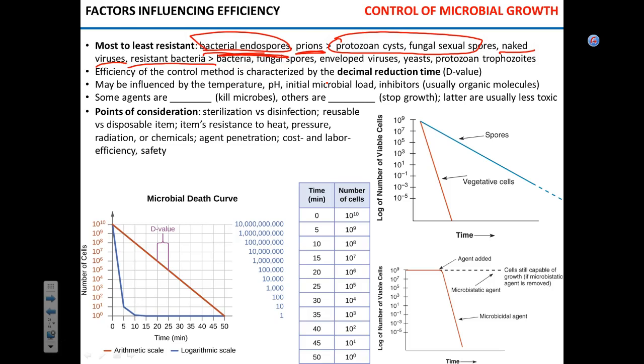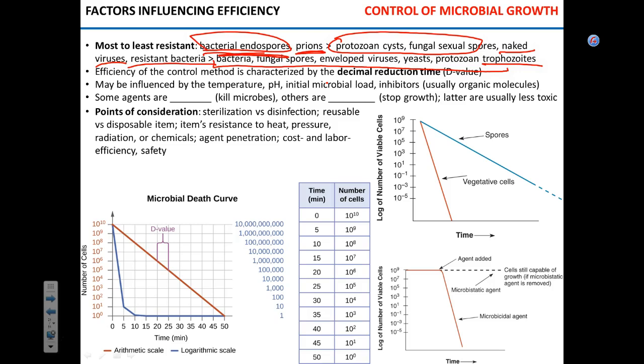Then we talk about the main compendium of microorganisms. It's going to be pretty much everything else. So we talk about bacteria, asexual fungal spores, enveloped viruses, yeasts, normal living protozoa, we call them trophozoites. Okay, but you have to know that sequence. I'm not going to ask you to memorize every step and then recap it. But I can ask you, which of the following is the most resistant? Which of the following is the least resistant?